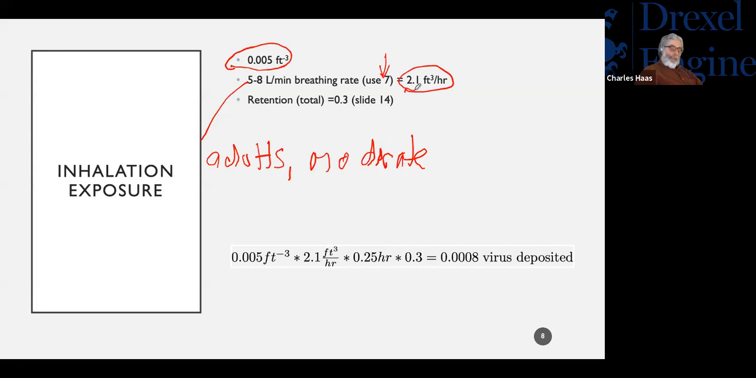From slide 14, we'll select a retention of 0.3. So we multiply the concentration times the breathing rate times 15 minutes in the room times retention, which gives us 0.0008 viruses deposited.